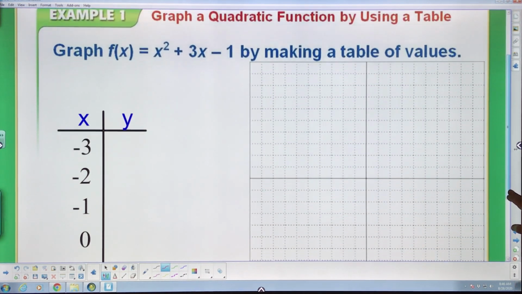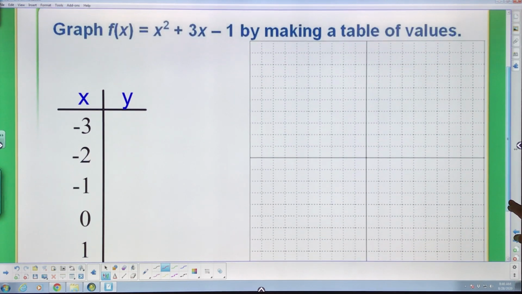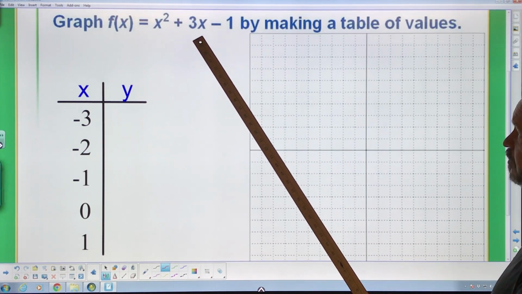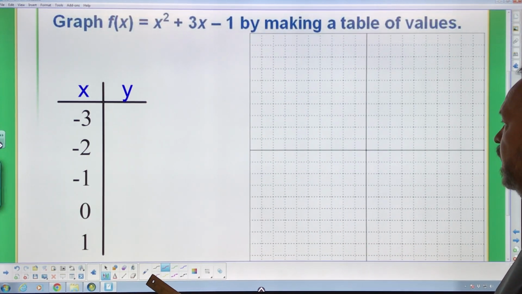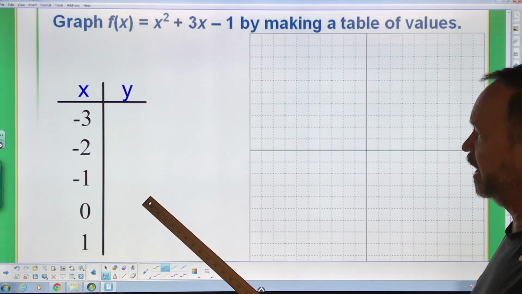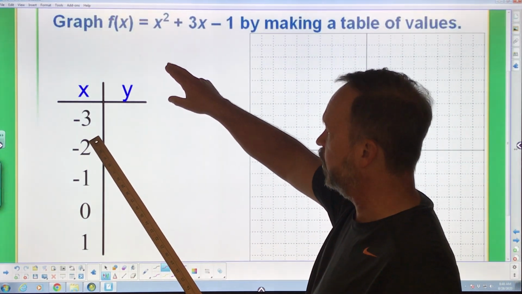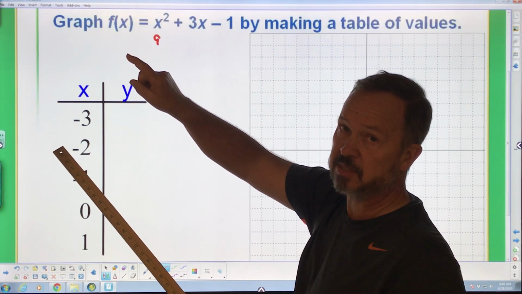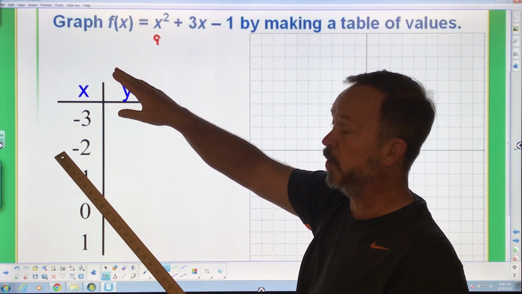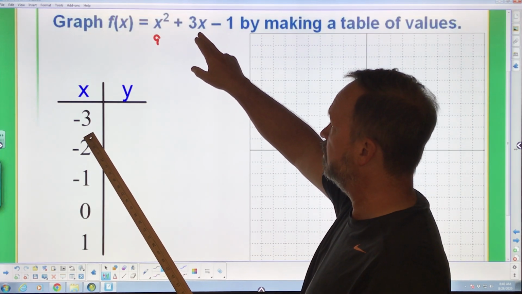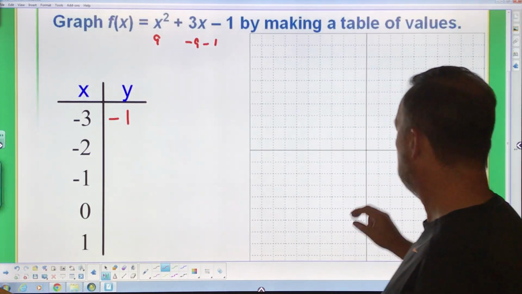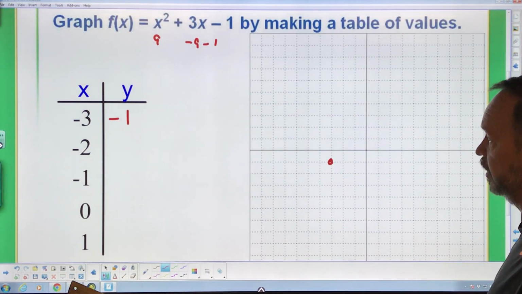So one way to do this, of course, is the old-fashioned way of plotting points. Now, this is quadratic. We can see that by its style. And when we put numbers in here, like -3, I'm just going to make some real quick notes. -3 squared is a +9. Any number squared is a positive. Any real number squared. And then that is going to be -9, and it's -1. So our answer is -1. So we can put the -3, -1 on our graph.